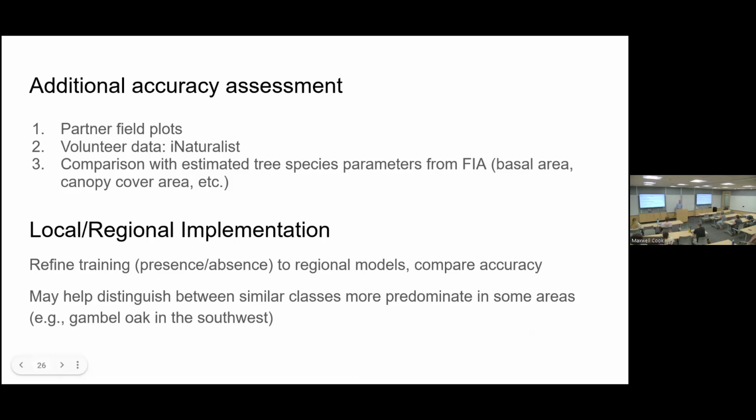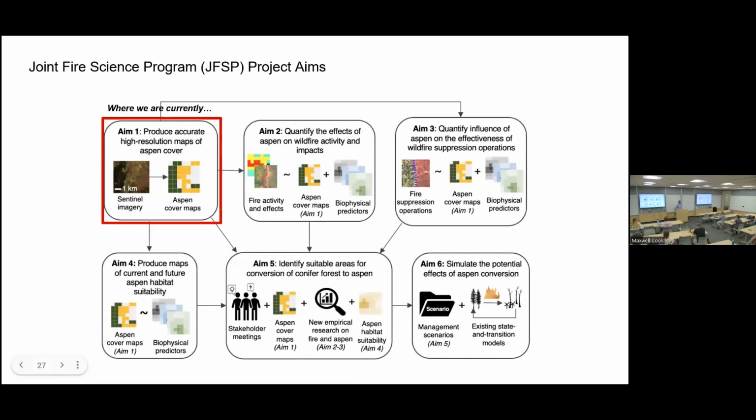That may help us distinguish between similar classes that are more predominant in given areas. In the southwest of Colorado, Gambel oak is really predominant and is often confused with aspen. In fact, some of the most incorrect pixels for LANDFIRE were called Gambel oak. So that's one area where, with local implementation, we may be able to better distinguish between those similar types.